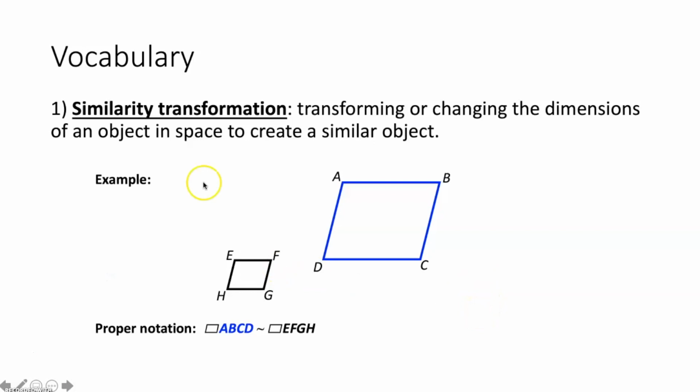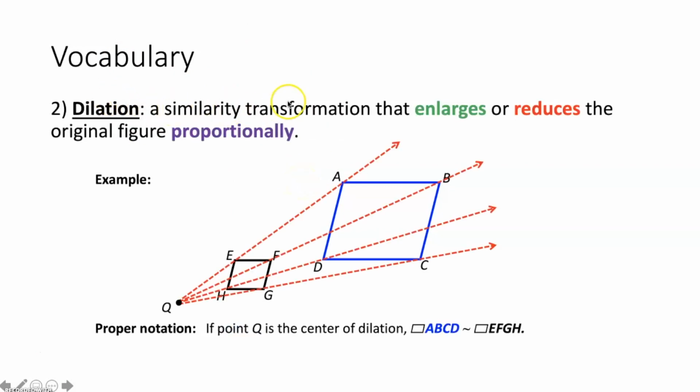figure afterwards. When dealing with similarity transformations, however, you perform that transformation on an object like parallelogram EFGH, and you end up with a resulting image like parallelogram ABCD, where they are not congruent to one another, but they are similar to one another. And we'll talk more about specific types of similarity transformations in a second. Now, a dilation is a similarity transformation that enlarges or reduces the original figure proportionally.